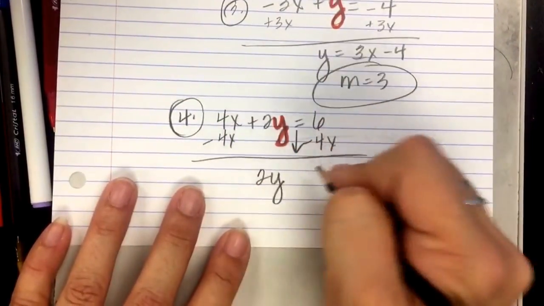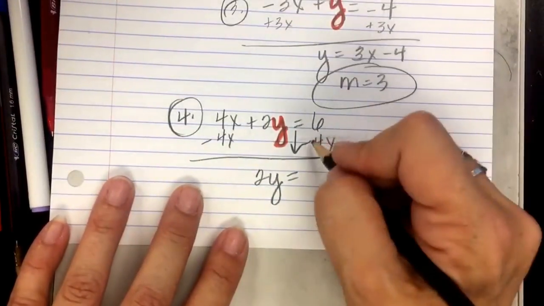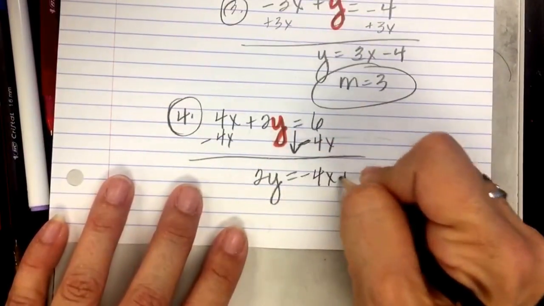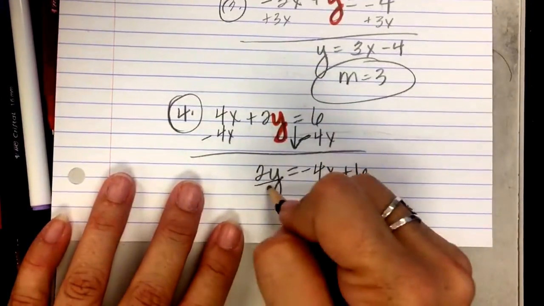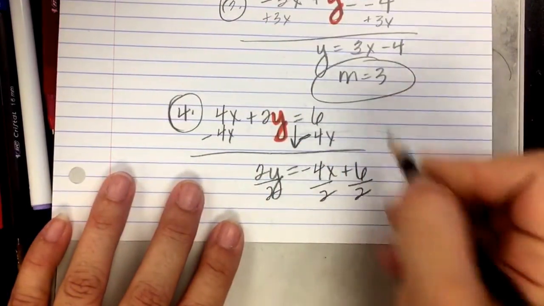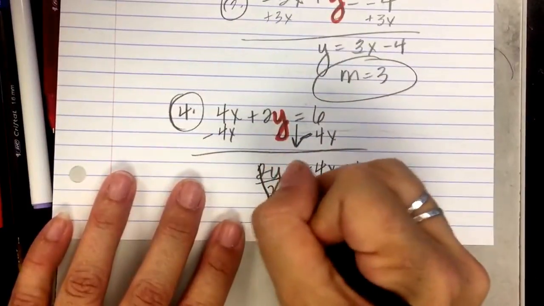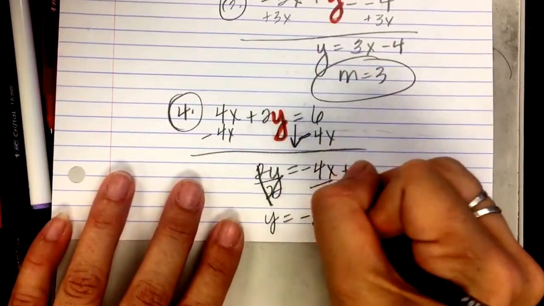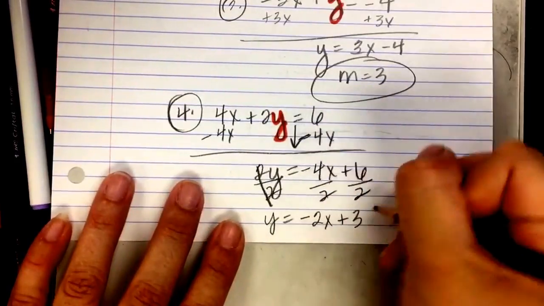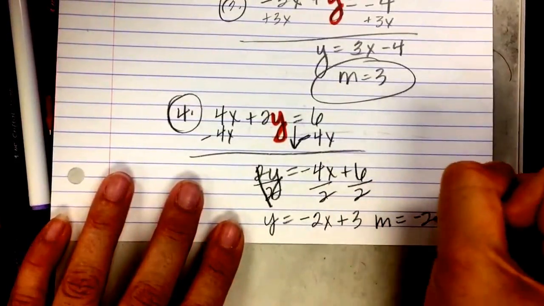I'm down to 2y equals negative 4 x's plus 6. And then to finish this one, I've got to divide everything by 2 to get what the slope is. So I get down to y equals negative 4 divided by 2 is negative 2x, plus 3. The slope here would be negative 2.